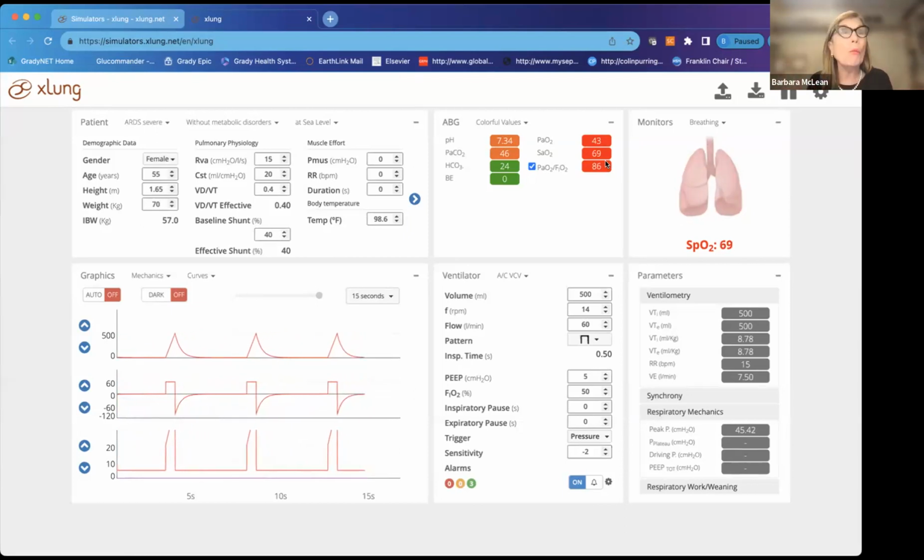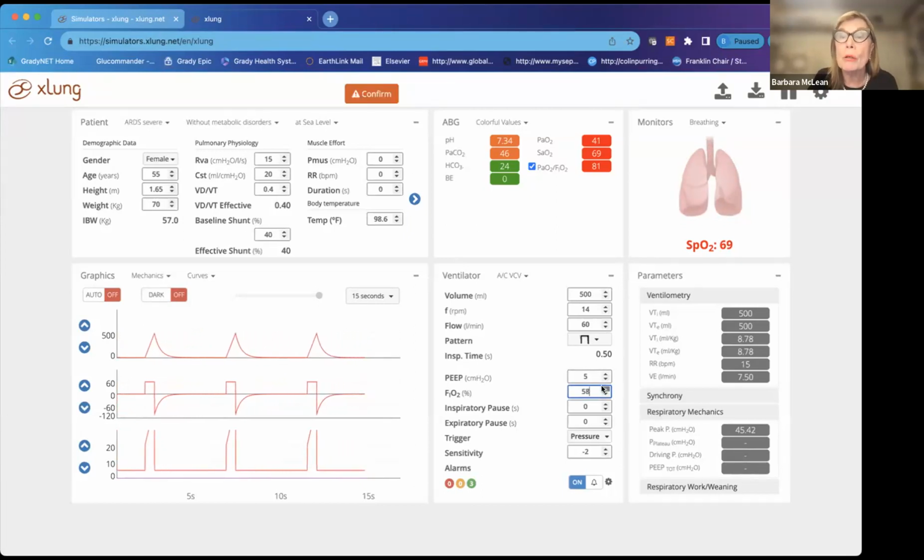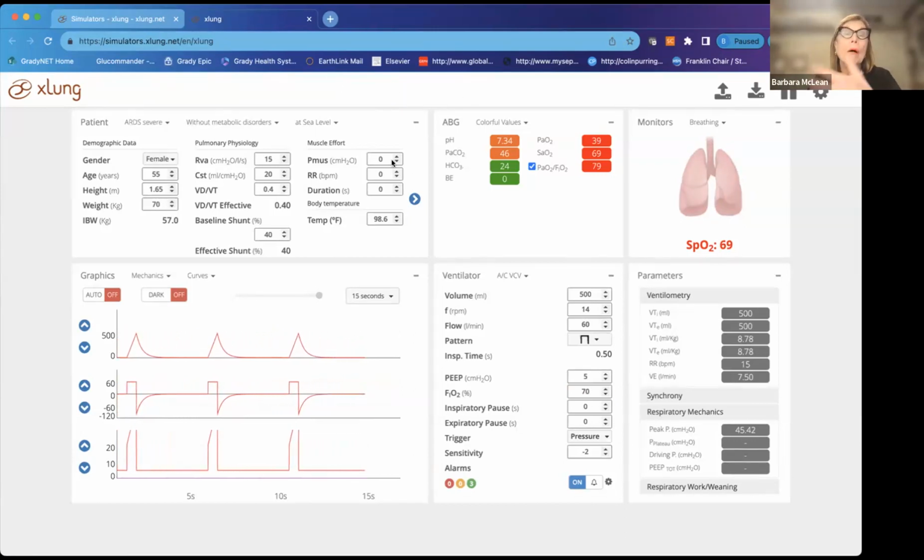By the way, don't waste time going up on his FiO2. Actually, you could go up on his FiO2 and it will make his PO2 better, but not really his P to F ratio. So of course, you're going to go up on his FiO2 because you're scared and you're worried and the patient's PO2 is really low. But look, I went up to 70% FiO2 and I barely budged the PO2, and the P to F ratio is staying relatively constant.